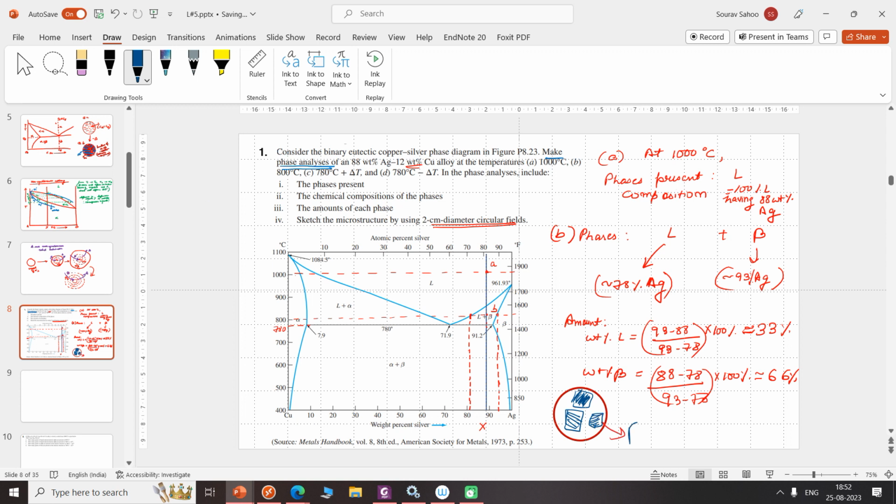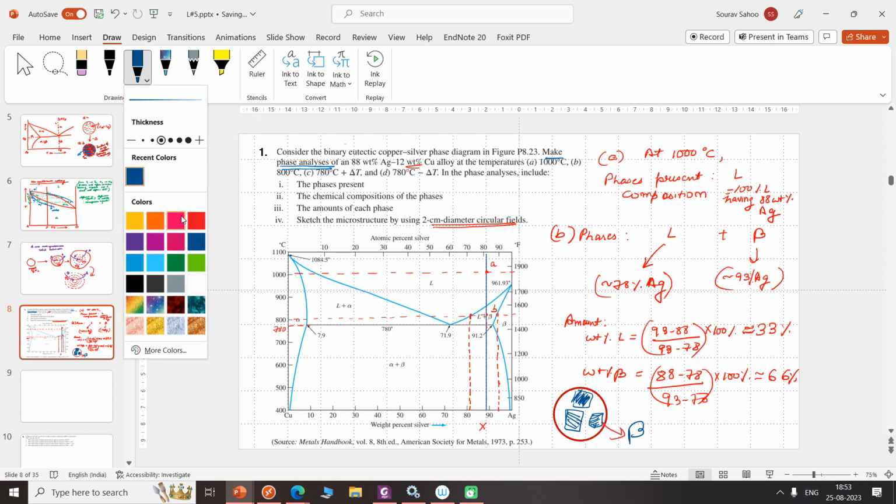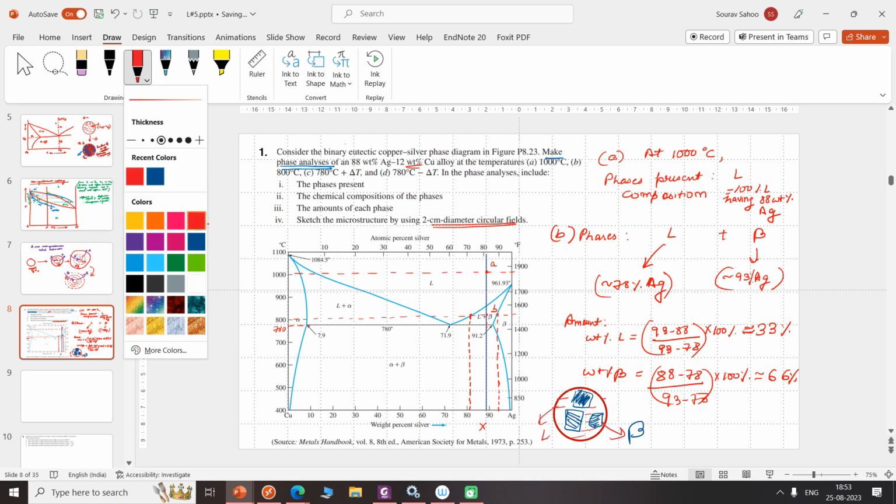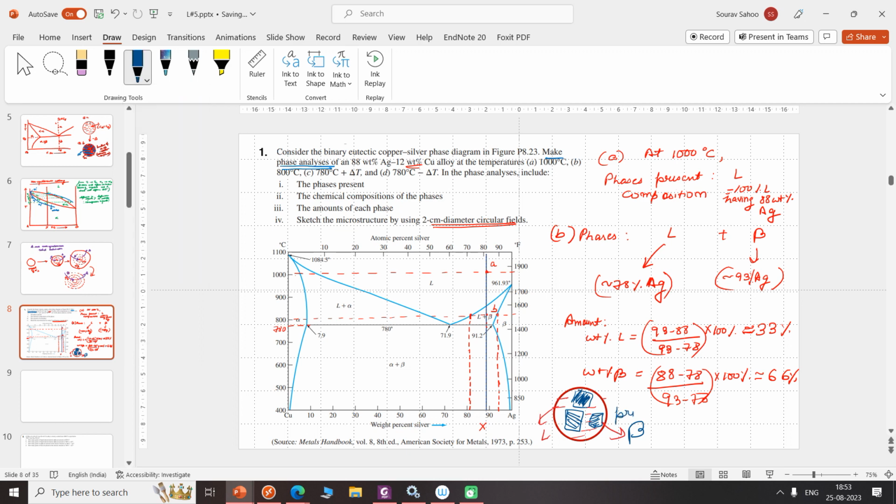So this is my beta phase, and the remaining part is my liquid. The compositions are given as such. This beta is known as primary beta, the same concept that we have seen earlier. It's called primary or eutectic beta.